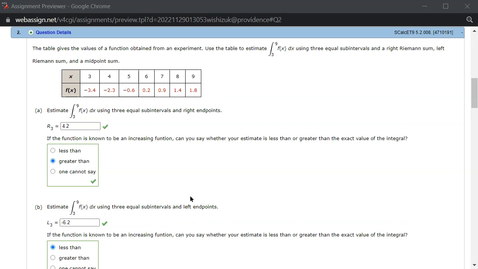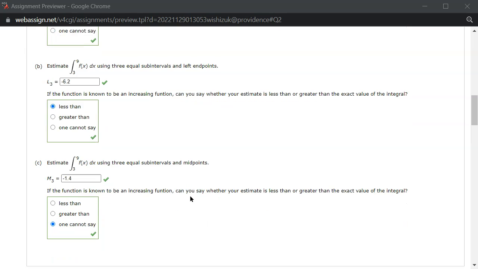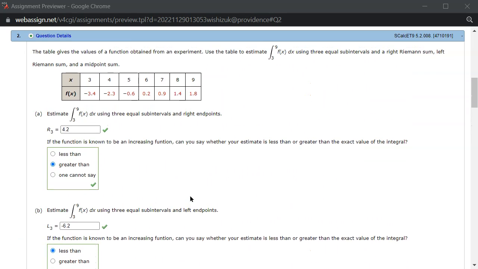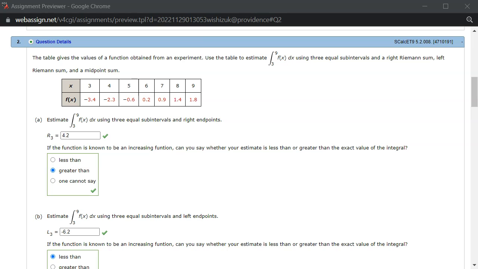All right, I came back and it looks like we got all these parts correctly. That's it. I hope that this was clear.